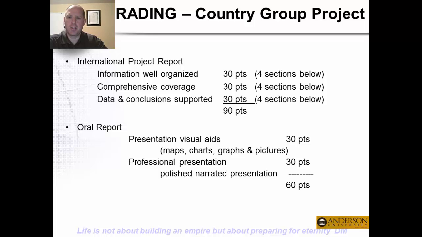The second part is really the presentation, the visual aids, and this is either maps or charts, graphs, pictures. Maps, you can find these at CIA.gov, and they have a lot of information. You can grab some maps and charts. For the charts, I would suggest Hofstede. You can grab Hofstede and do the comparison chart between your country and the US and look at some conflicts there. And then finally the narrated presentation.